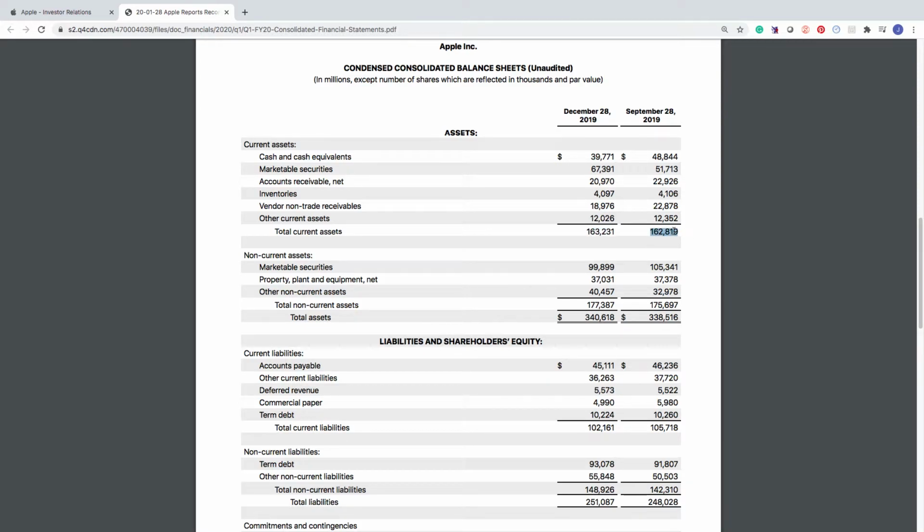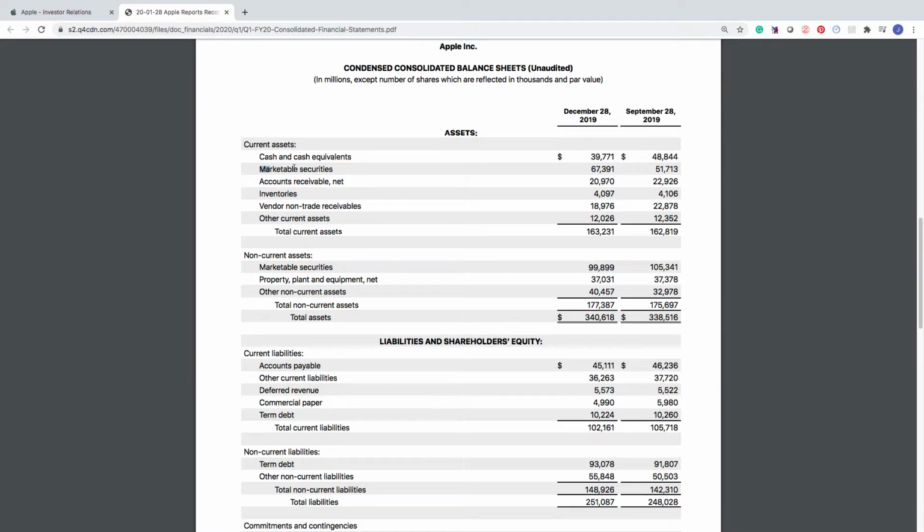Pretty stable when we compare it to the number from last year. Now, moving on, we come into non-current assets. And remember, these are the assets or resources which Apple owns, which cannot be monetized into cash in a period less than 12 months. Now, within this, the most chunky category you will see is marketable securities.